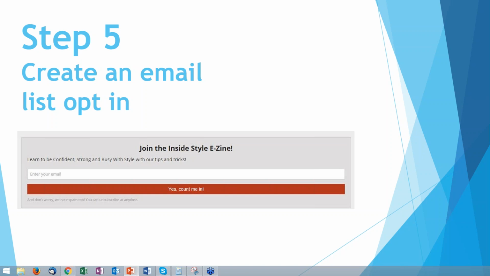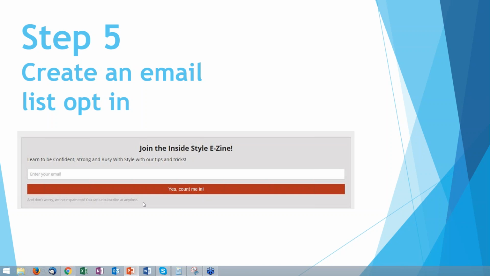So notice how she doesn't just say, sign up for my newsletter, right? It says, join the Inside Style e-zine. That's a little sexier than just signing up for a newsletter. Because when you ask people to just sign up for a newsletter, it sounds like you're going to spam them, right? They're thinking, oh, geez, what are they going to start sending me? Whereas this way it sounds cool, like, oh, information, and she even says, learn to be confident, strong, and busy with style with our tips and tricks. Nice. Count me in. And then she has a nice way of saying, don't worry, we hate spam too. You can unsubscribe at any time.